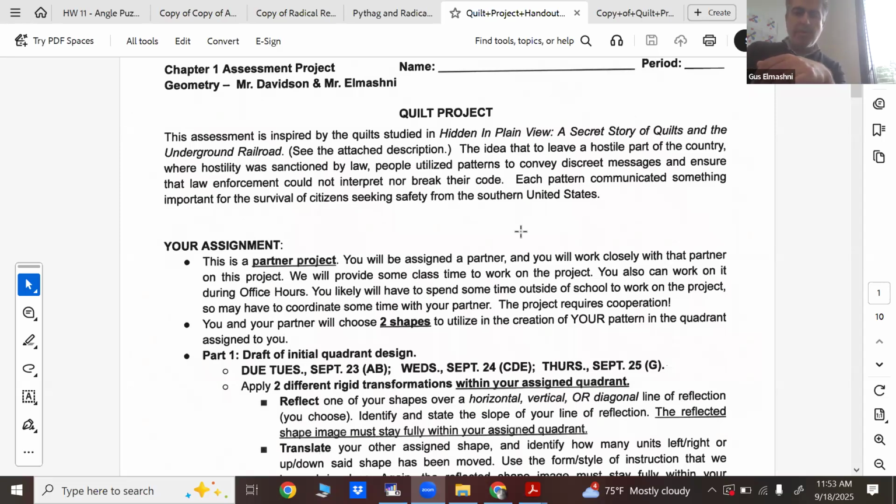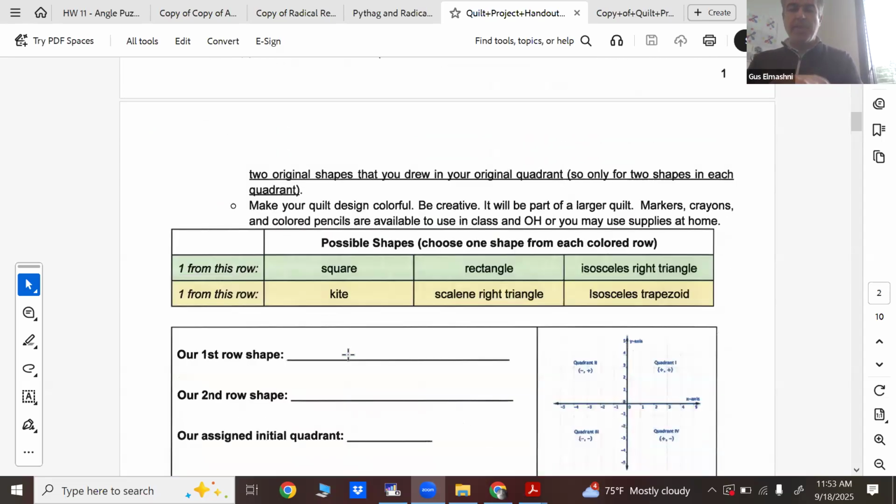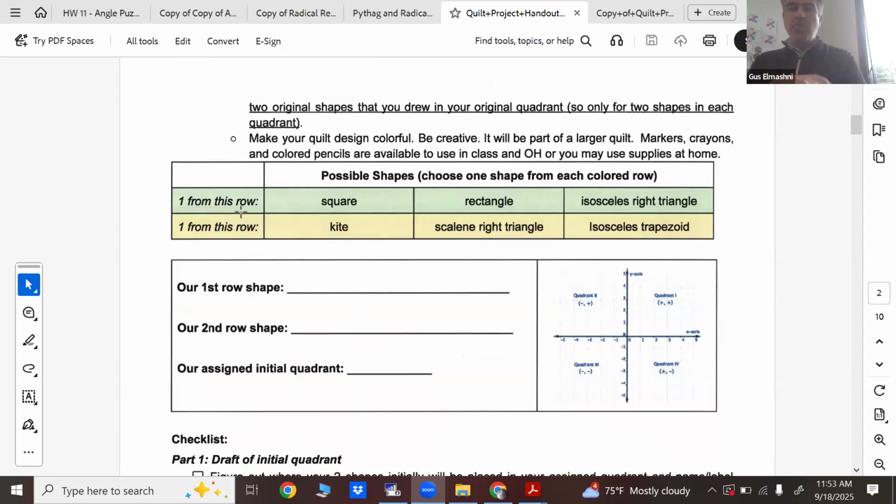Peter, can you read the next one, which says you and your partner? You and your partner will choose two shapes to utilize in the creation of the pattern in the quadrant assigned to you. Okay, so you'll be assigned a quadrant and you will choose two shapes. Now the shapes you'll choose are presented on the next page. So you'll choose one from each row, and it's up to you. So you could do a square, rectangle, or isosceles right triangle, up to you. And you can do a kite, scalene right triangle, or isosceles trapezoid. Just to be clear, it says choose one from each row and it says choose two shapes, but you have the option to do more than two shapes.